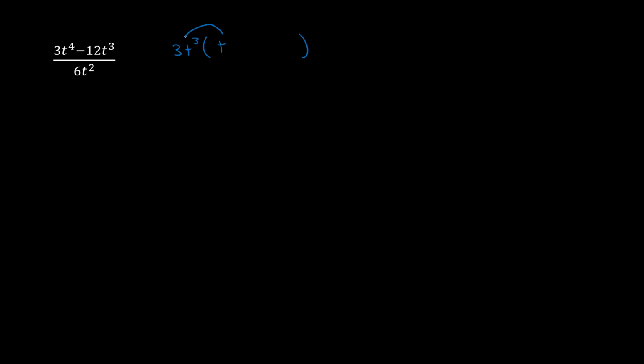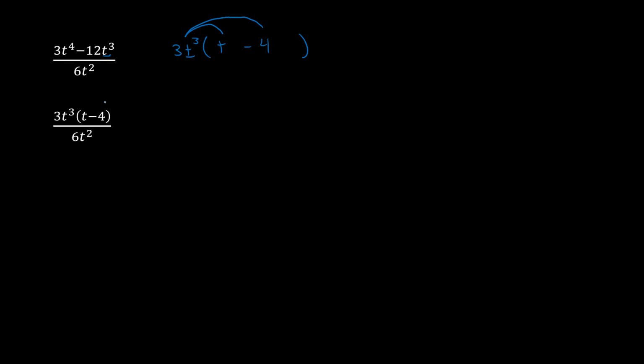And then the second term, 3t to the third times what would give me negative 12t cubed? Well, 3 times a negative 4 would give me the negative 12. And then we already have t to the third here and here. So that would be it for that second term. So I can factor the numerator to look like that. The denominator would stay the same.